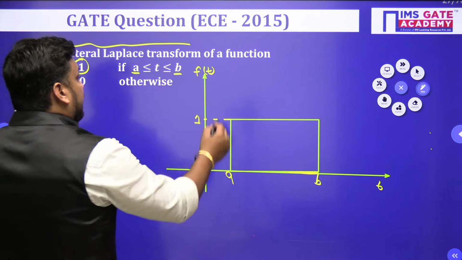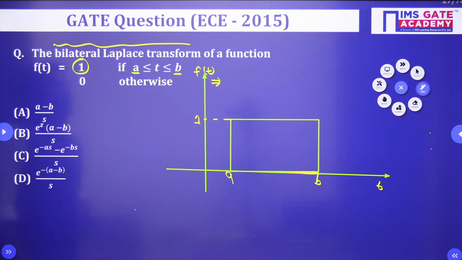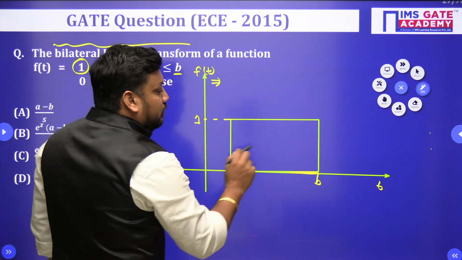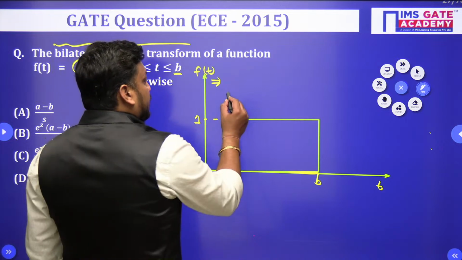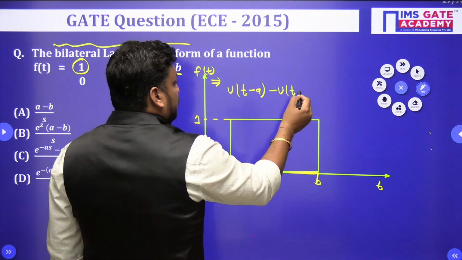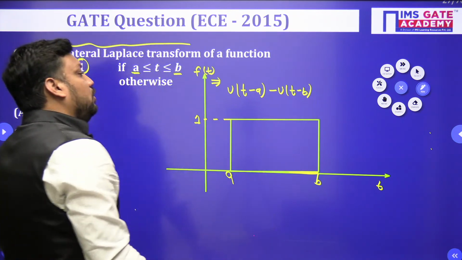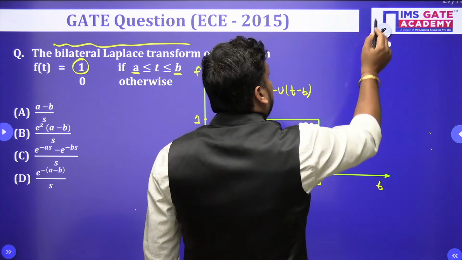So f of t has magnitude 1 from a to b, otherwise 0. What is the mathematical equation of this rectangular pulse in terms of step functions? In terms of step functions it is very easy, sir: u of t minus a minus u of t minus b. This is the Laplace transform, sir.